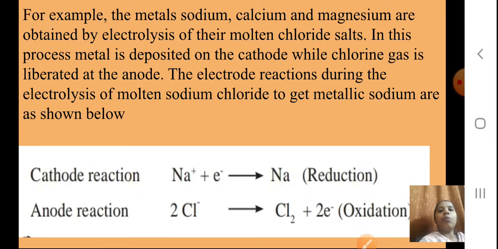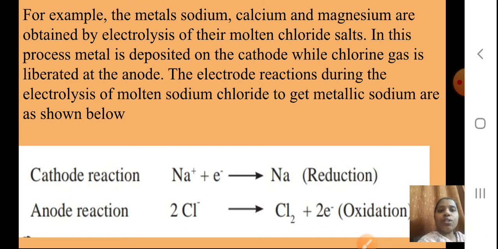Now, for example, the metals sodium, calcium and magnesium are obtained by electrolysis of their molten chloride salts. In this process, metal is deposited on the cathode while chlorine gas is liberated at the anode. Now, you have studied electrolysis of water in 9th standard. Same process we are using here. The electrode reactions during the electrolysis of molten sodium chloride to get metallic sodium are shown below.